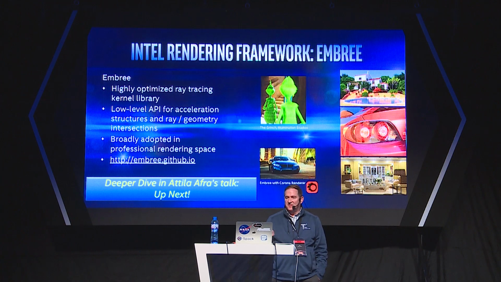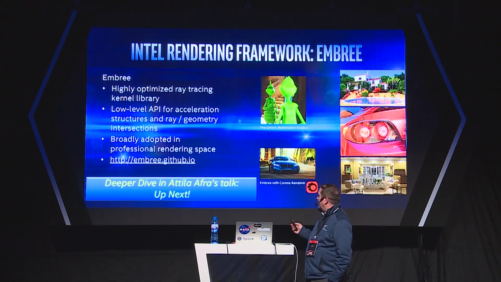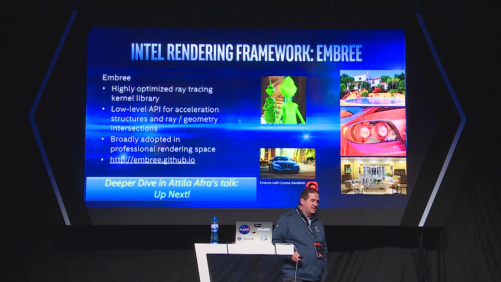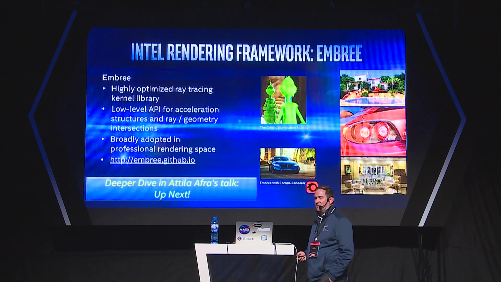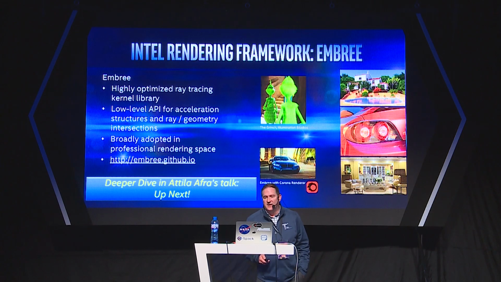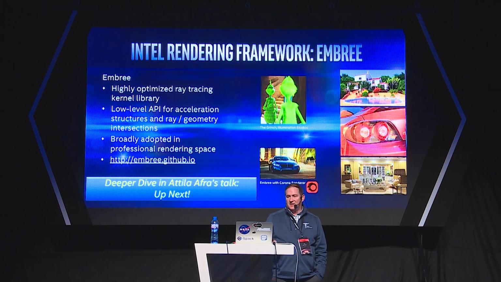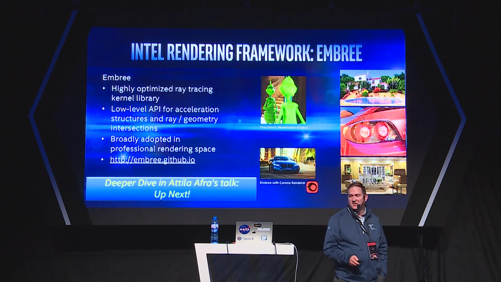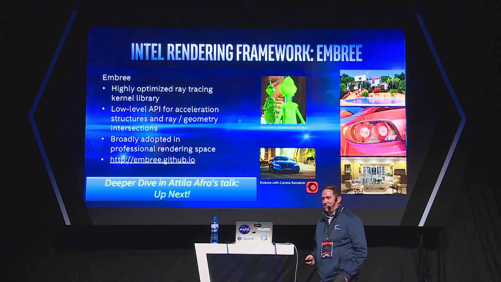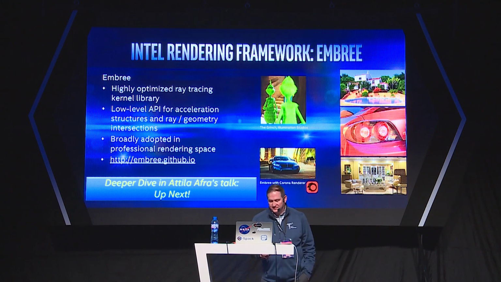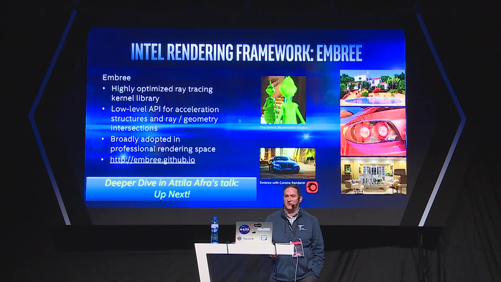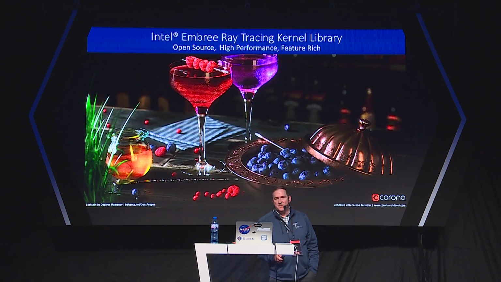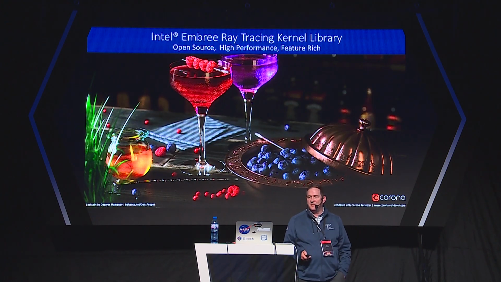This is just some of the stuff that runs with Embree, including the Grinch movie that came out from Illumination. Also, The Secret Life of Pets 2, which is out in the movies now, has Embree at its core. And Corona, we've had a great relationship for the last 10 years. Corona has adopted Embree. Again, look for Attila's talk. He's going to talk more about Embree. This is another Corona image from Embree.